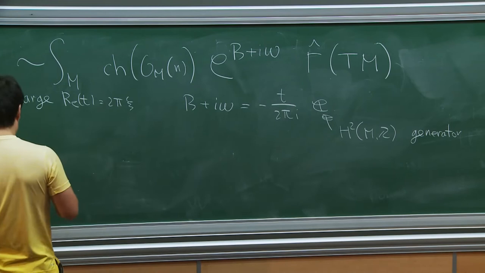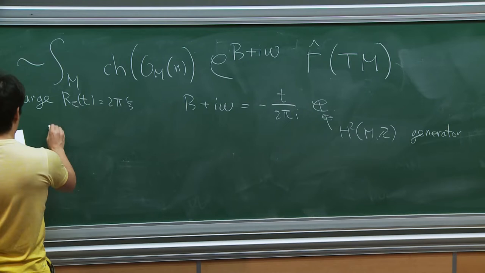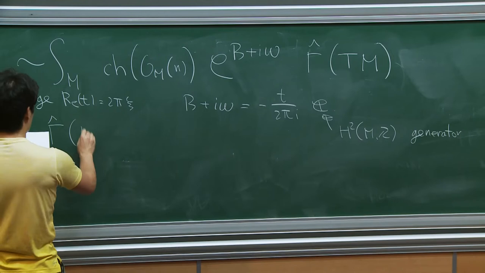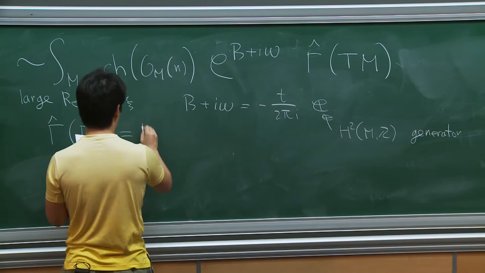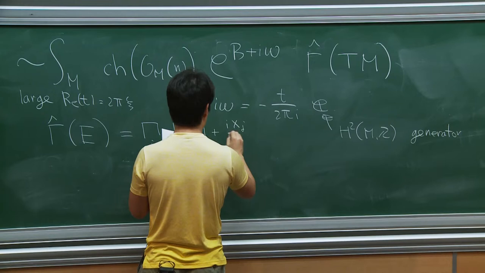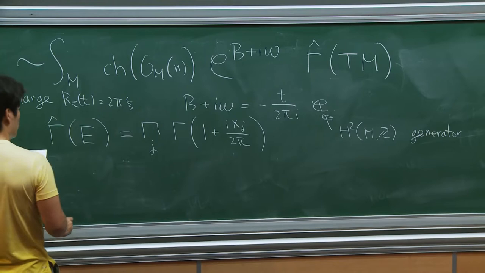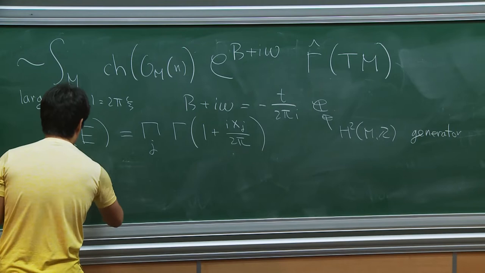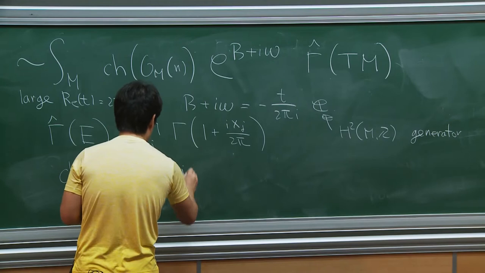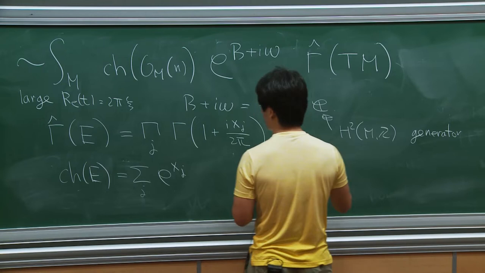Yeah, so now I need to explain this gamma hat, this characteristic class gamma hat. For a general vector bundle E, gamma hat of E is defined in terms of Chern roots. So I assume that, okay, you know characteristic classes. And the x_j are called Chern roots, and Chern roots are such that the Chern character is the sum of e to the x_j. So this is the definition, this is called the gamma class.